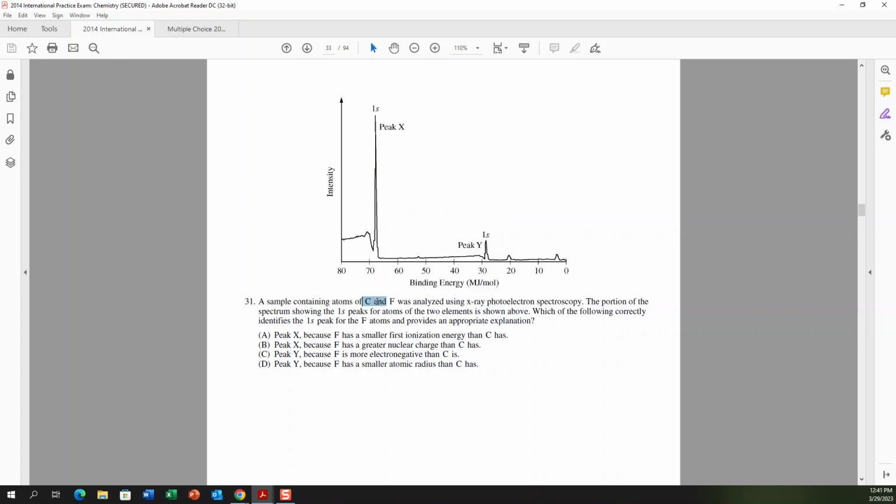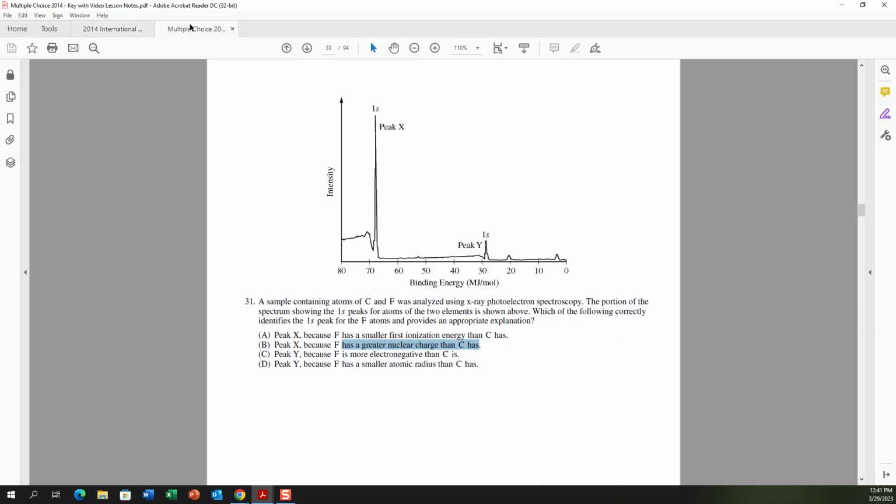So the question is saying it shows carbon and fluorine. Well, I know X has got to be fluorine because fluorine has more protons than carbon. So X is fluorine, but we got to get the right reason. It's because it has a greater nuclear charge, right? More protons in the nucleus.